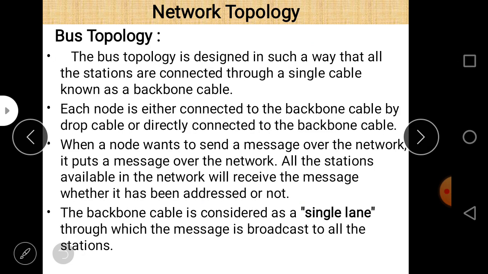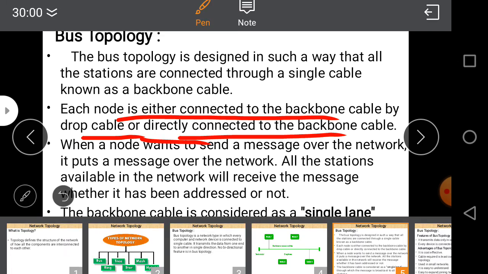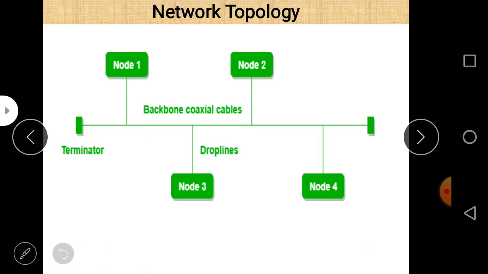The bus topology is defined in such a way that all the stations are connected through a single cable known as the backbone cable. First point: each node is either connected to the backbone cable by a drop cable, or directly connected to the backbone cable. So there is an option, we can directly connect a node to this backbone, or connect using a drop line.